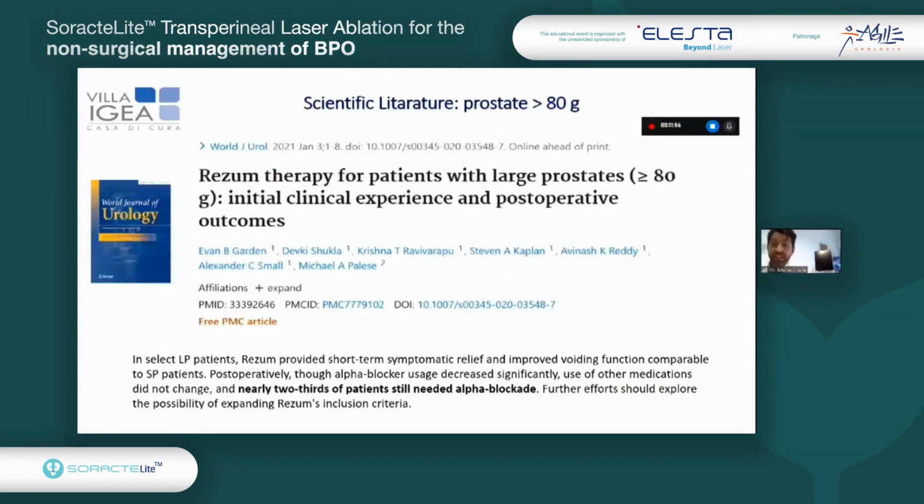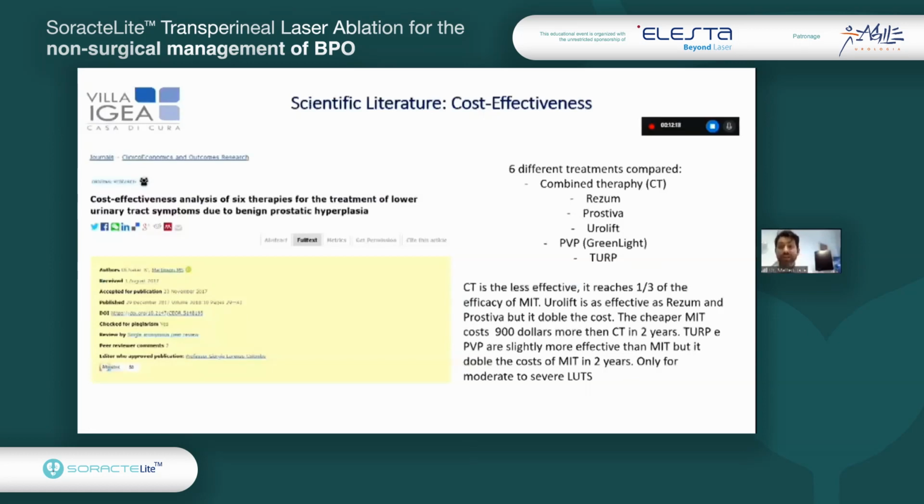Prostate greater than 80 milliliters. Can we treat it? The authors of this study, from 2021, are really enthusiastic about this, but if you see the result, nearly two-thirds of the patients still need alpha blockade. So I won't be that enthusiastic, but we will see in the future what is going on.